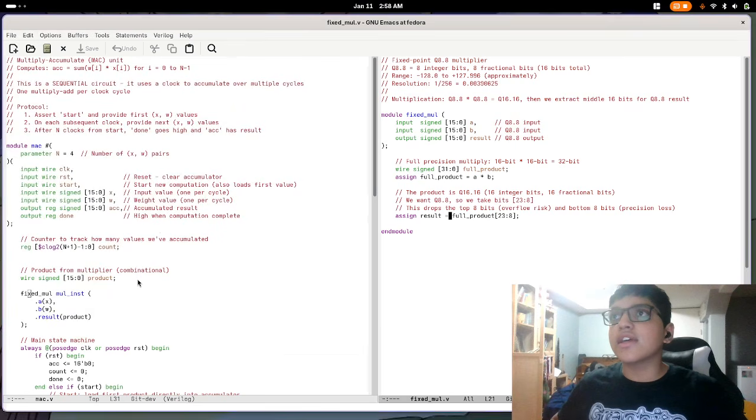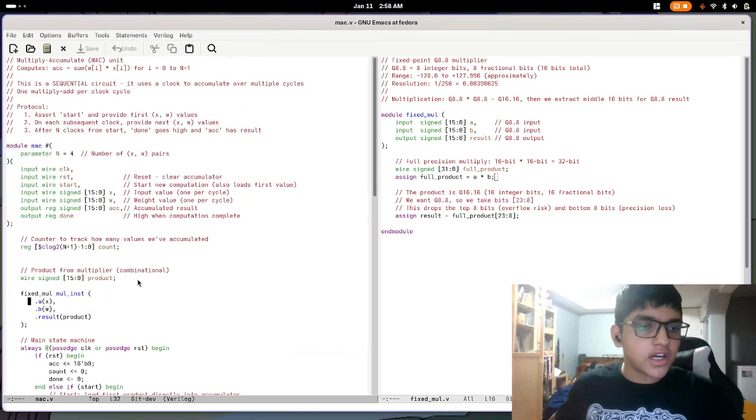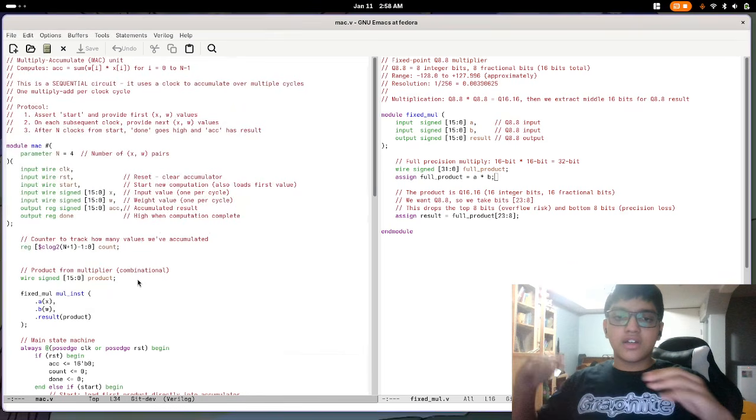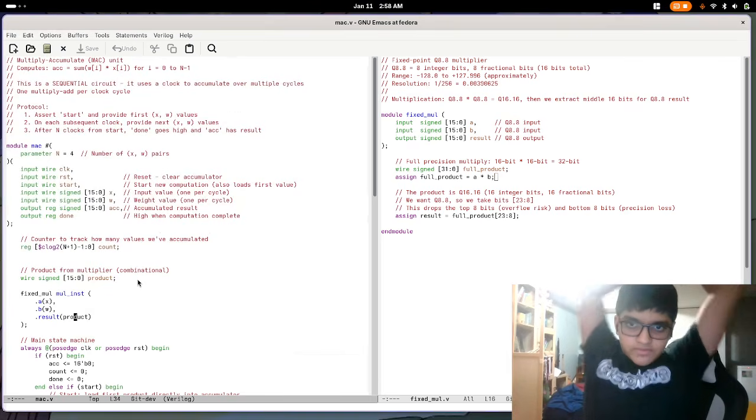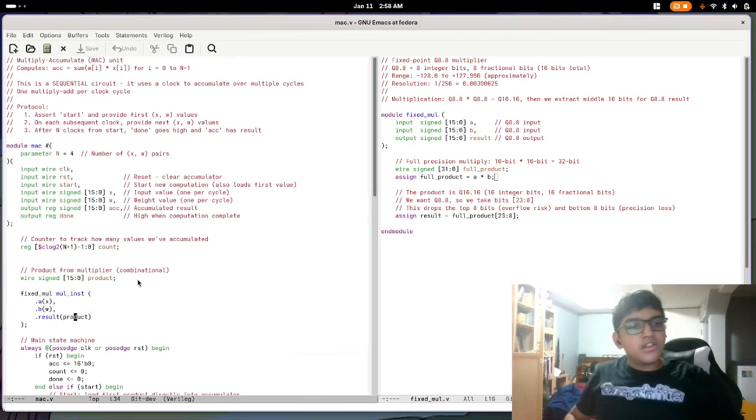This is fine for our purposes because model weights are usually tiny, and this is good for -128 to 127. So basically we multiply our inputs by our weights, and then the result of that is fed into our product var.